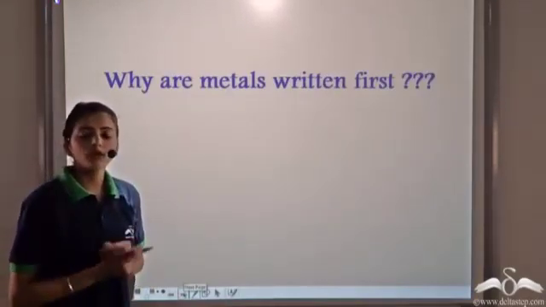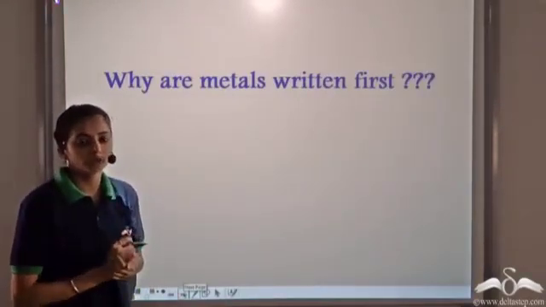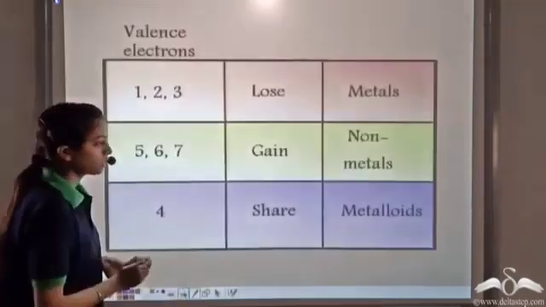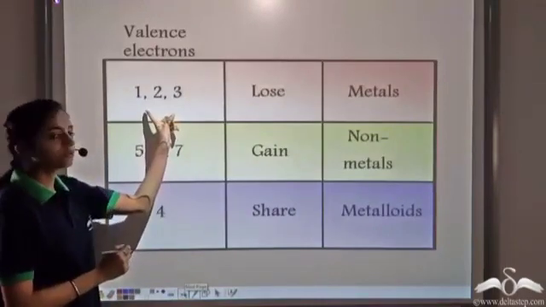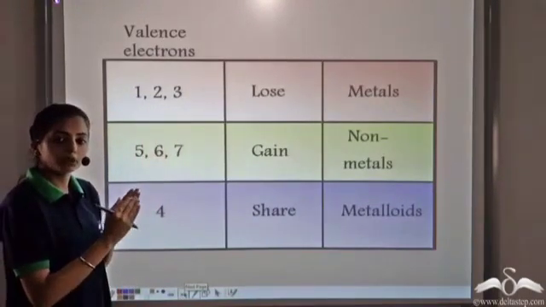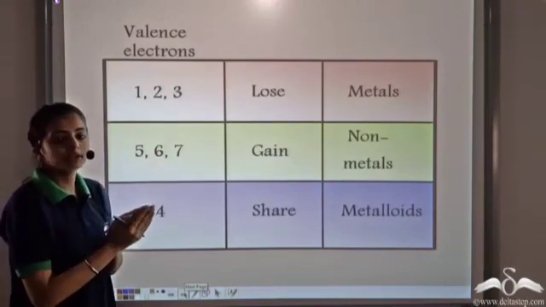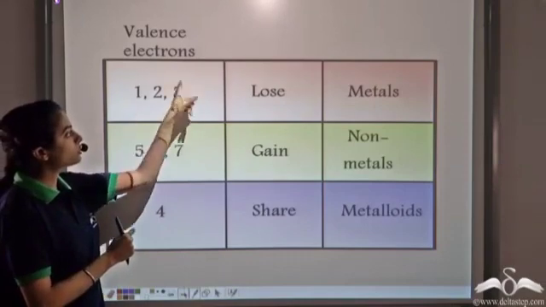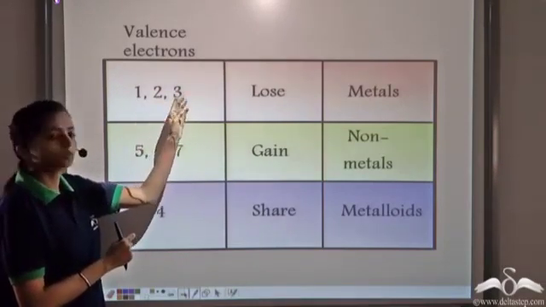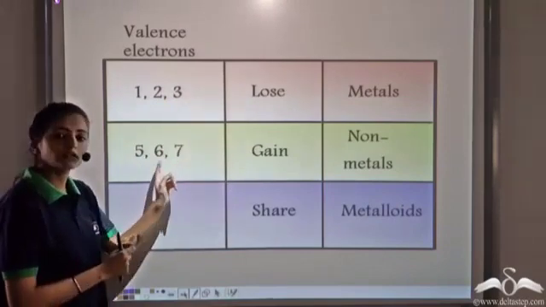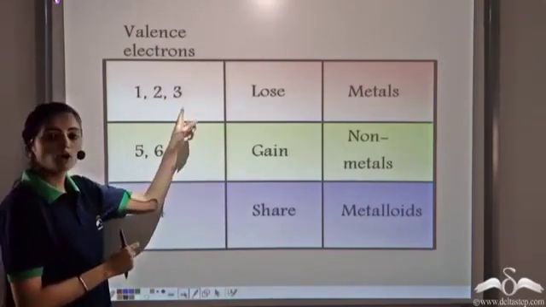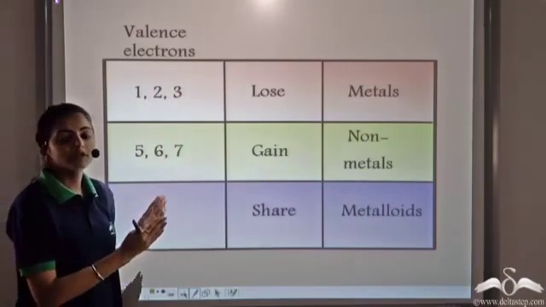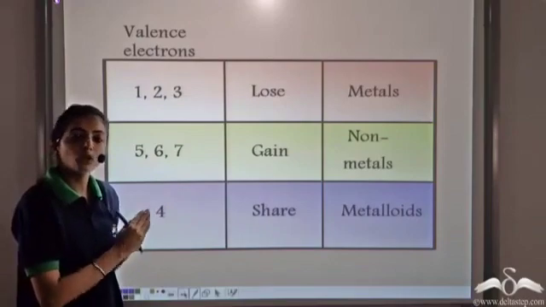Now, you must be wondering, why do we always write the metals before the non-metals? This is because we follow a rule. According to that rule, we always write the elements which have a lower number of valence electrons before the elements which have a higher number of valence electrons. You'll always observe that the number of valence electrons in metals is 1, 2, 3. In case of non-metals, it's 5, 6 and 7. So the metals always have a lower number of valence electrons than the non-metals. That is why we write the metals before the non-metals in all the cases.